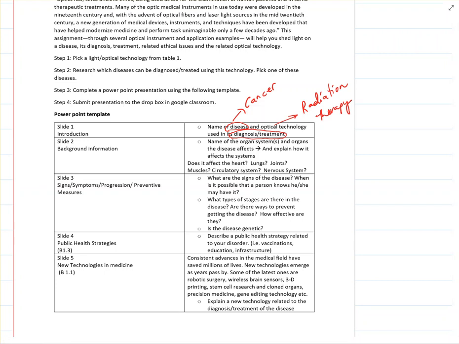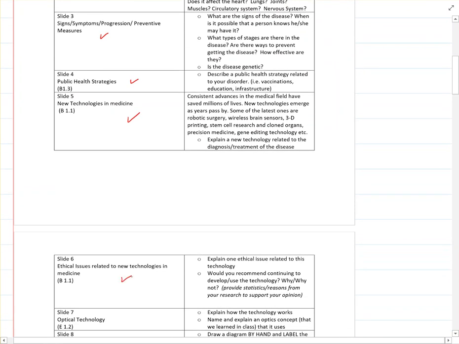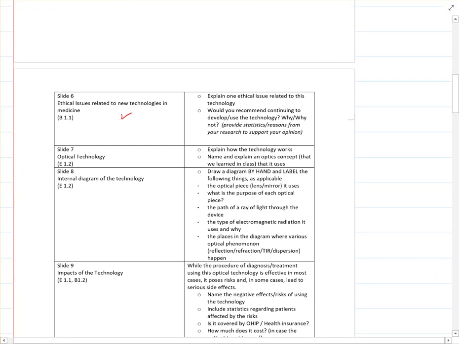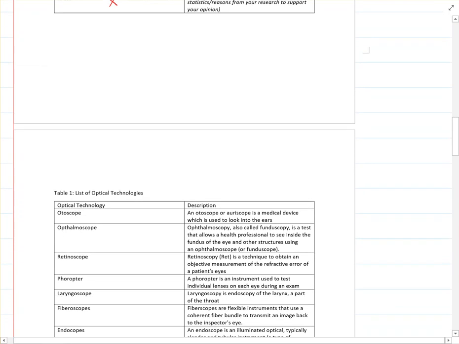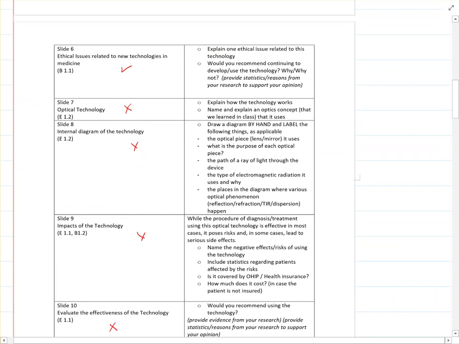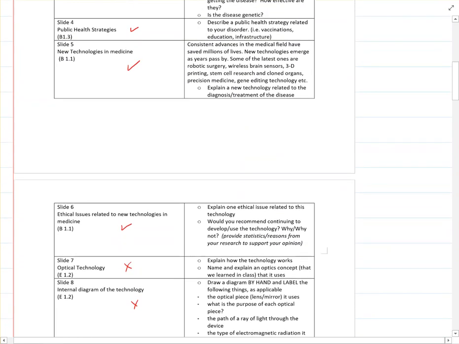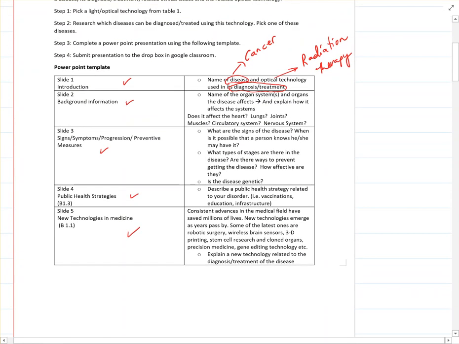Okay, so what you need to do during this week is just slides 1 to 6. So slide 1, 2, 3, 4, 5, and slide 6. That's it. You are not working on slides 7, 8, 9, and 10 for now. We might come back to these slides 7 to 10 down the road, but let's not worry about that right now. So for this week's work, you're only handing in slides 1, 2, 3, 4, 5, and 6.